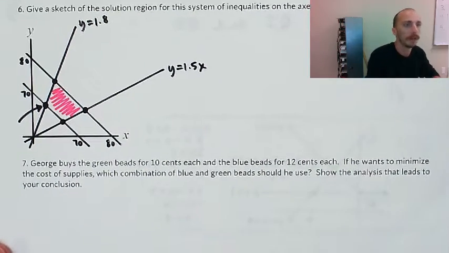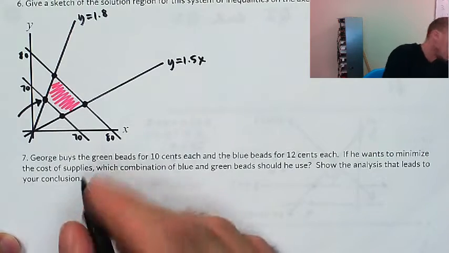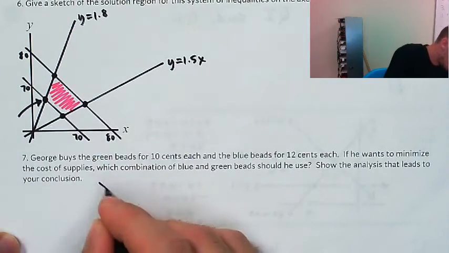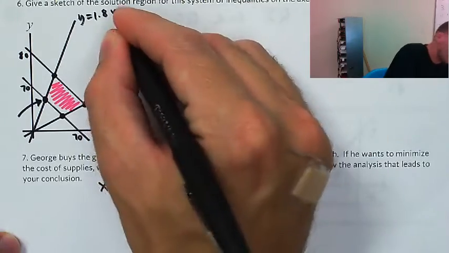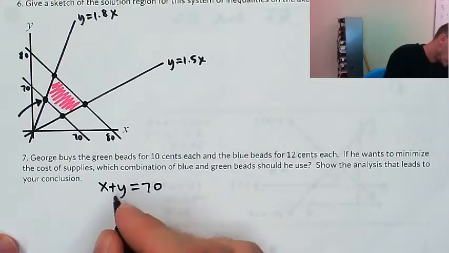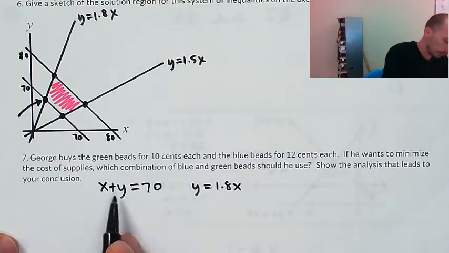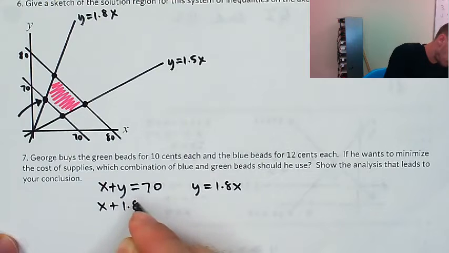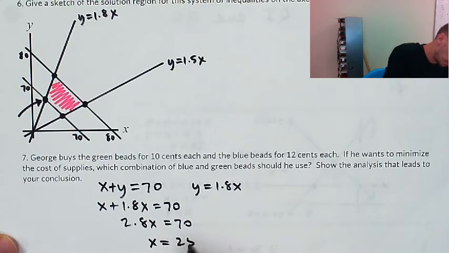So in order to find out the coordinates at that point, I'm going to have to run these two lines into each other, and that's solving a system. So I've got x plus y equals 70 here, and I've got y equaling 1.8x, not 1.8. Pardon me, y equals 1.8 would be a horizontal line. Okay, so y equals 1.8x. And then I'm going to use substitution. Okay, 2.8x equals 70. If I divide 70 by 2.8, I'm going to get 25.